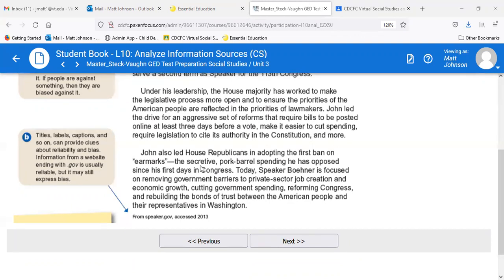But it's coming from speaker.gov. So who do you think wrote that? It was somebody in his staff, right? Yeah. So that's the type of thing you have to look for.